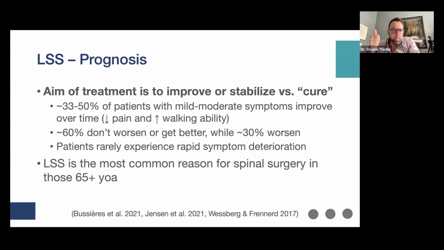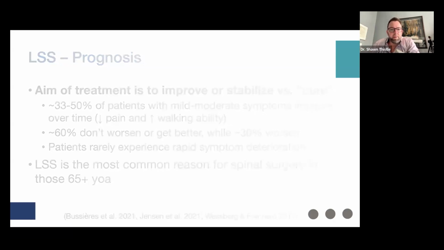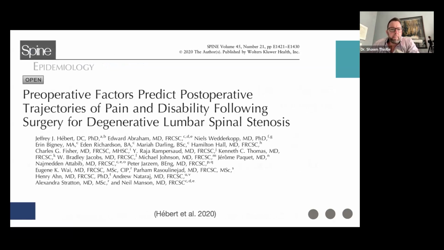That's why booster and follow-up sessions are important. That's why monitoring neurological status is important. That's why using some outcome like walking ability, ODI, Pittsburgh Sleep Index, if that's affecting them, can be a useful thing to track over time. And as I said a bit earlier, it's a very common reason for spinal surgery. In fact, the most common reason for spinal surgery over the age of 65.